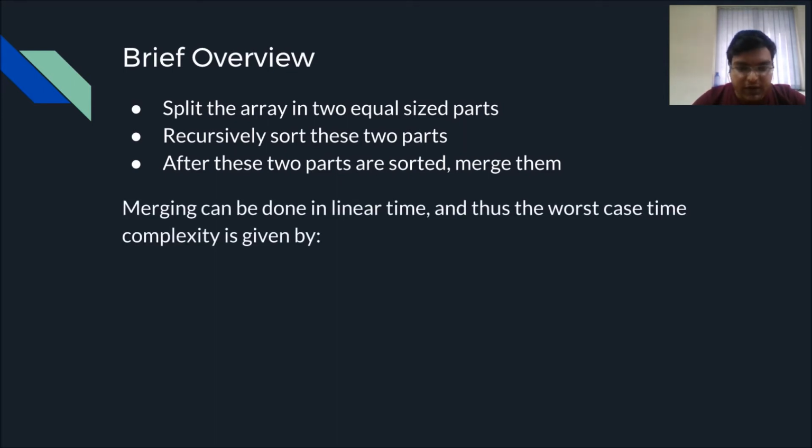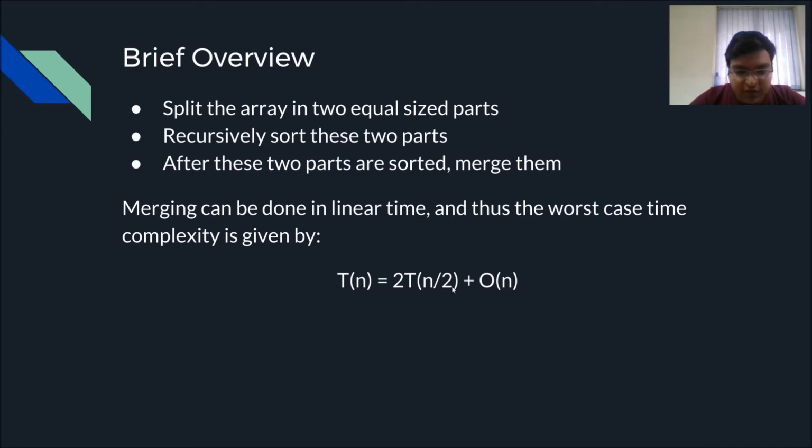So this merging can be done in linear time, and thus the worst case complexity is given by this recurrence relation. Here I'm assuming that you know a little bit about recurrence relations. Consider that t of n determines the time taken to sort an array of size n. Since we are dividing it into two smaller arrays of size n by 2, t of n by 2 is the time required to sort an array of size n by 2. That's why it's 2 times t of n by 2. And now when you have two sorted arrays of size n by 2, you can merge them in linear time, which is order n.